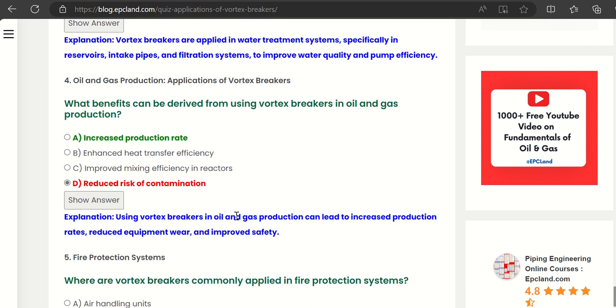When we are utilizing vortex breakers in oil and gas, it can lead to increased production rate, reduced equipment wear, and improved safety, right? So what we are trying to say is, once we start using vortex breakers with improved safety and lesser wear and tear, we can have the increased production.